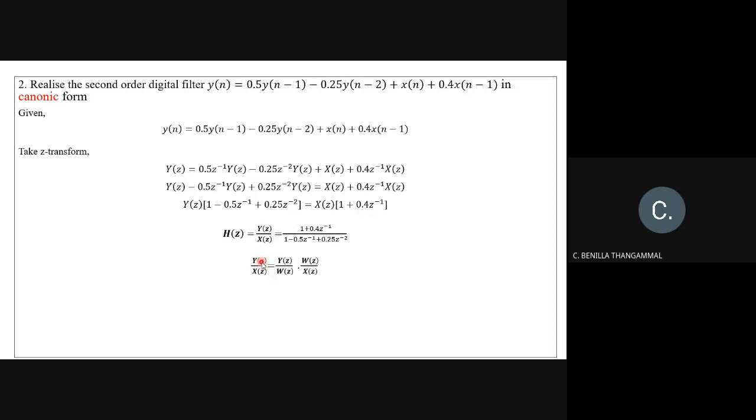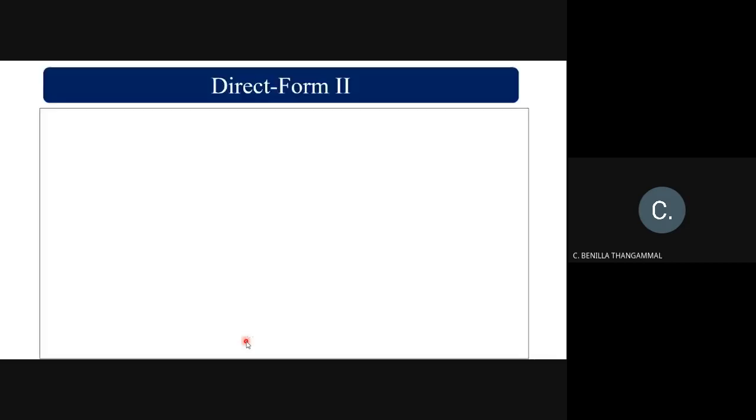Here I'm going to multiply and divide by W of z, and then I'm going to equate Y of z divided by W of z to the numerator, and then I'm going to get the equation. And then I'm going to equate W of z divided by X of z equal to 1 divided by 1 minus 0.5 z inverse plus 0.25 z power minus 2. So from these two I'll be getting the equations. From this one I'll get Y of z is equal to something, and from this one I'll be getting W of z is equal to something, right?